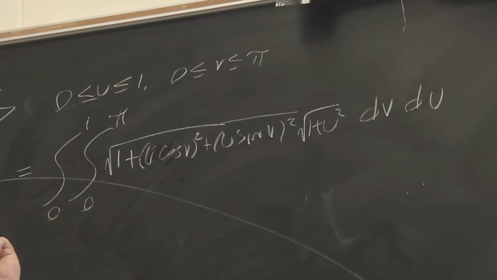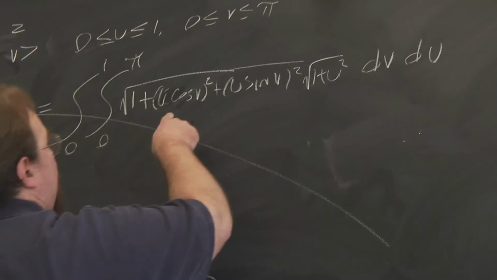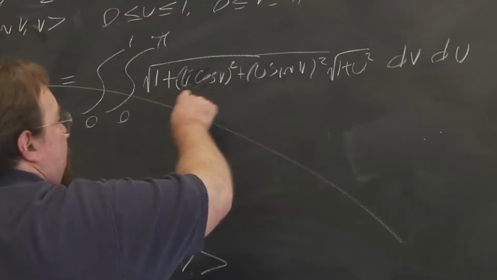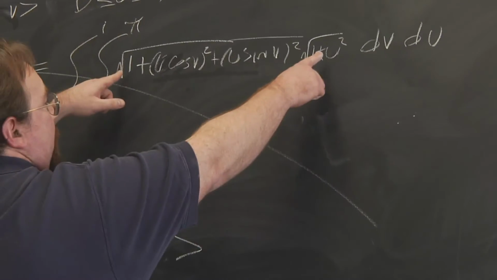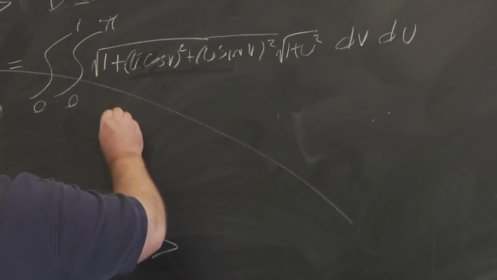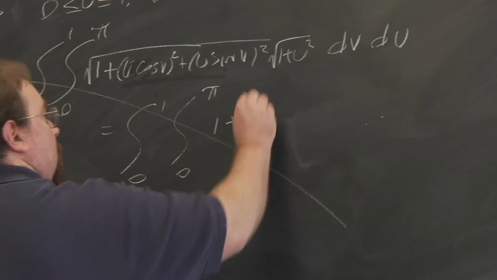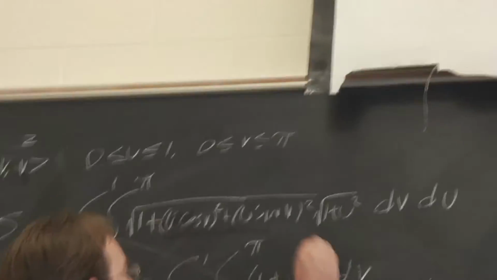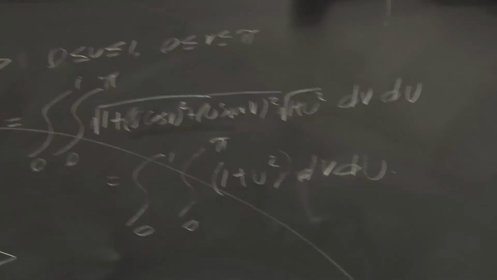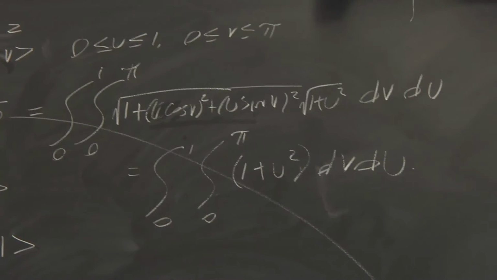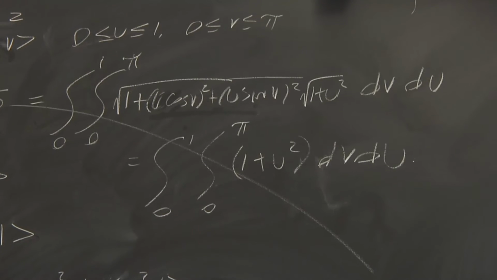1 plus u squared? Yeah, just 1 plus u squared, because here we have u squared cosine squared plus u squared sine squared. That just becomes u squared. So we have the square root of the same thing twice. All right. So now you can integrate that, which I won't bother doing. It's kind of plug and chug.